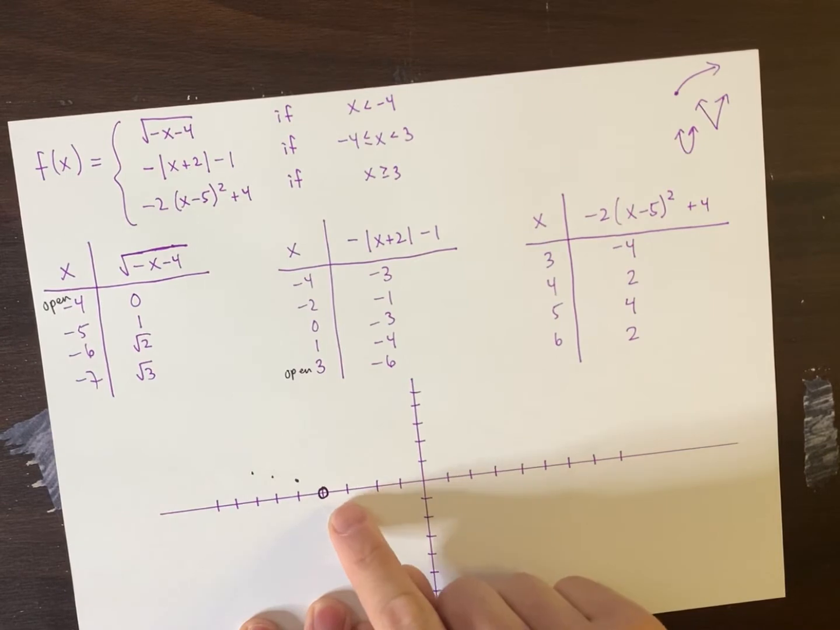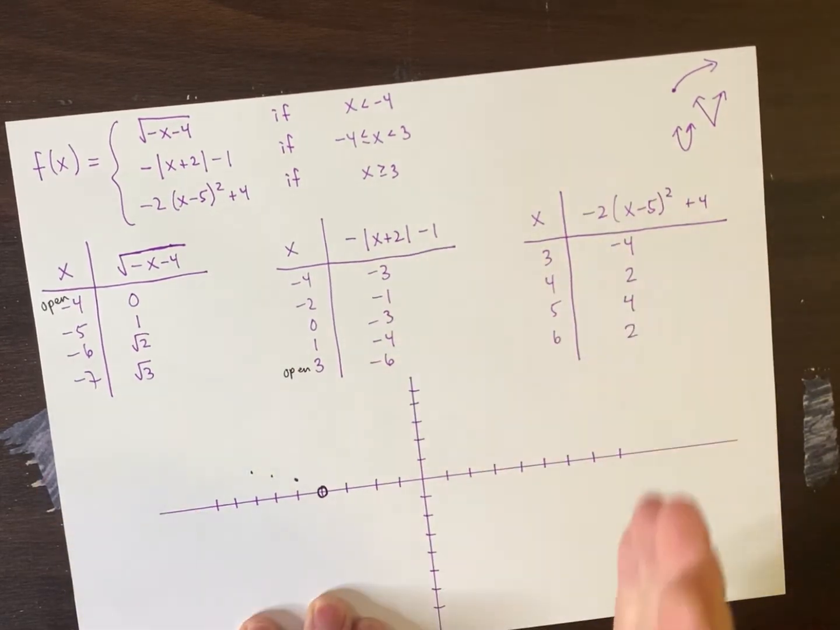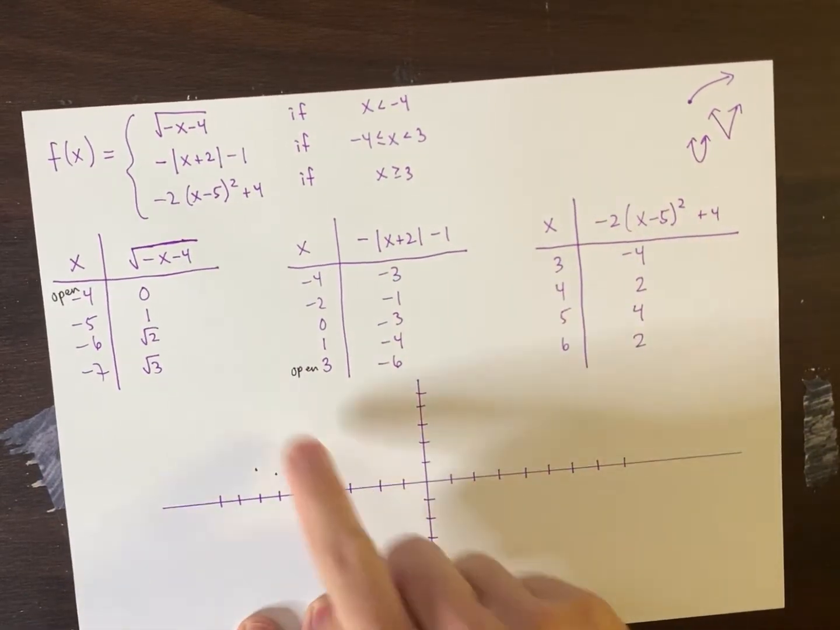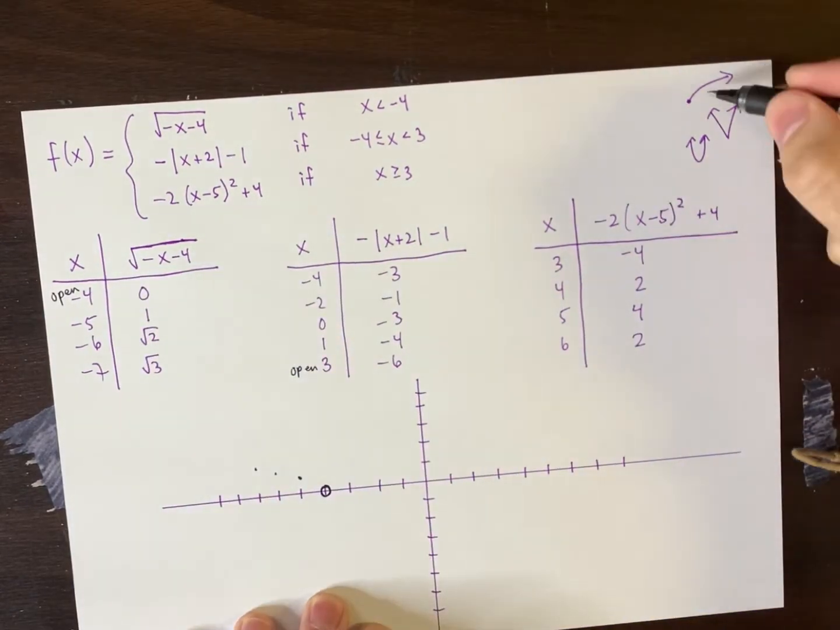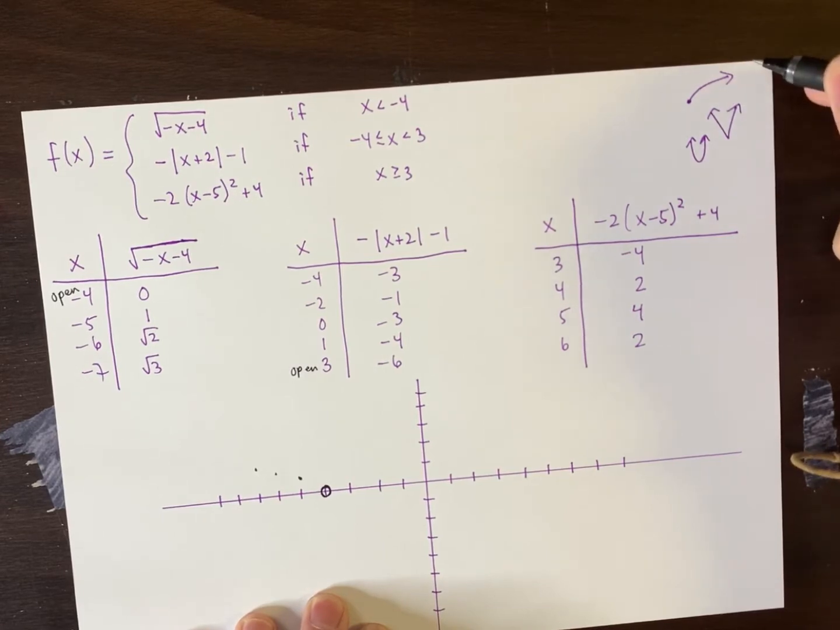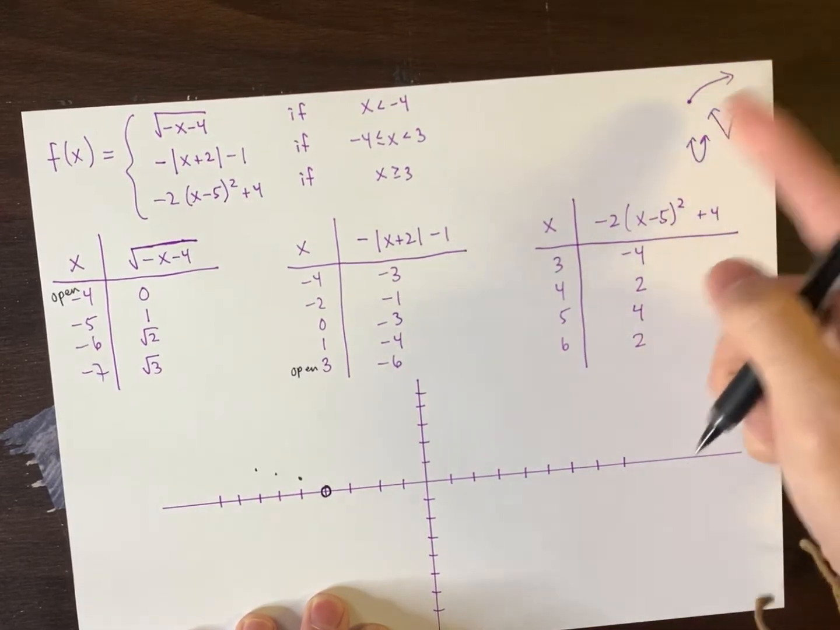Now, how do I connect these points? Is it with a line or is it with a curve? Well, these points are coming from here. That's a square root operator, which looks something like this here. So I am prepared to draw something like that. It doesn't have to point to the right. It can be left, right, or up or down.